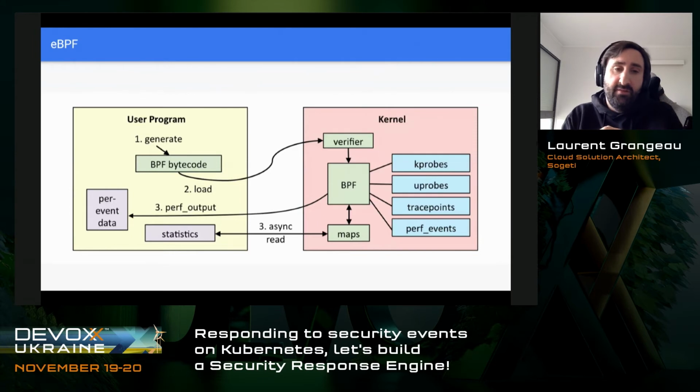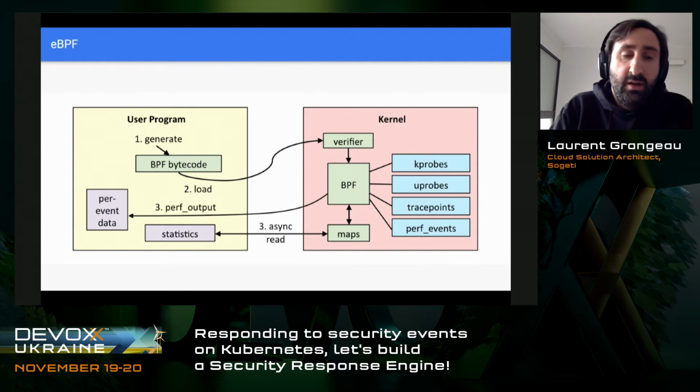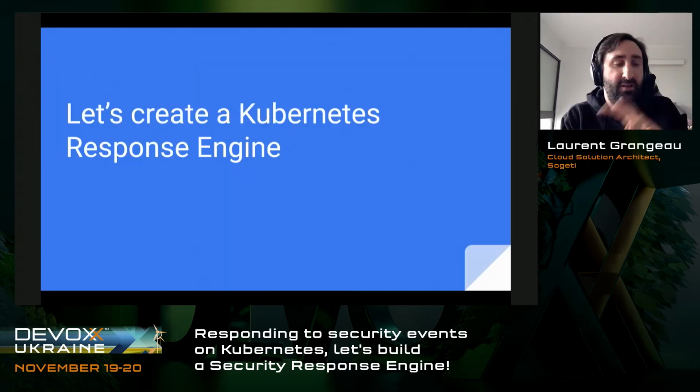So eBPF is like a program inside the kernel that can intercept lots of things, and you can program the kernel with eBPF. So this is Falco, which has been released to the CNCF and was developed by Sysdig.